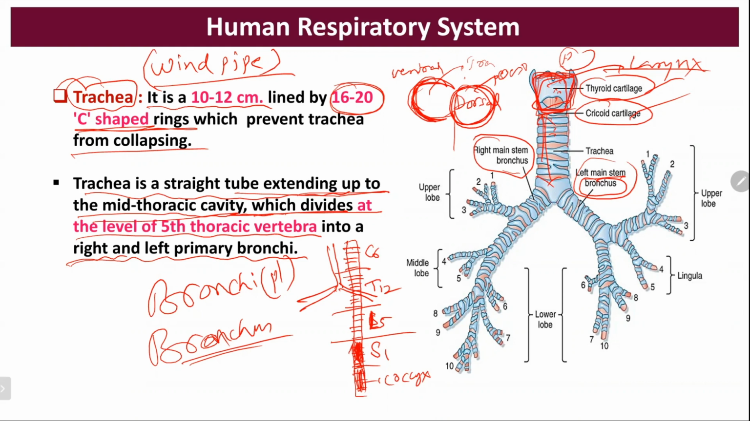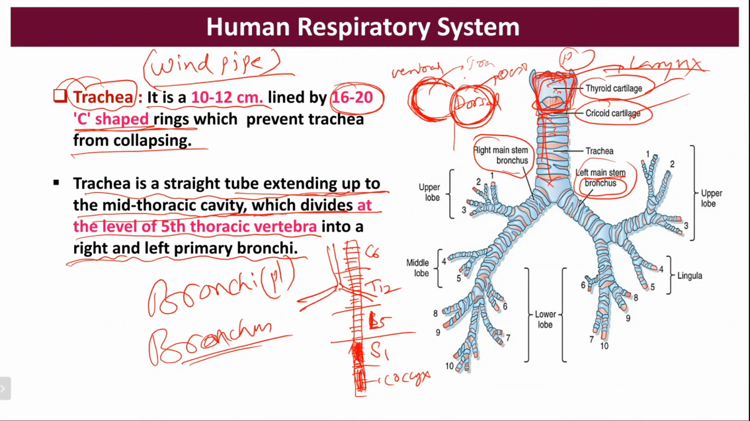That's all. So with this, we have finished the trachea. And I hope you understood this trachea perfectly without any problem. Very few points you have to remember. First point, trachea is also called the windpipe. Trachea is a straight tube. Its length is 10 to 12 centimeters. Internally, trachea is lined by C-shaped cartilaginous rings, which prevent the collapse of the trachea. They keep the trachea always open. You need to remember that.